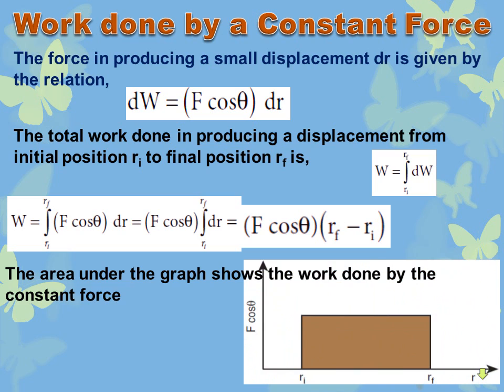See, the area under the graph shows the work done by the constant force. Here this is F cos theta and this is the Ri and Rf. So the work done by this force F at an angle, for a distance, can be calculated by subtracting Rf minus Ri.